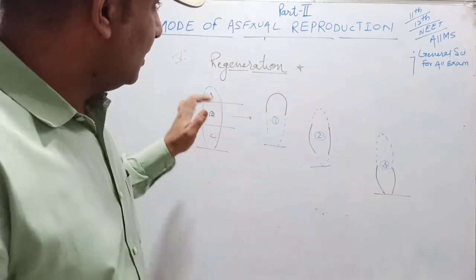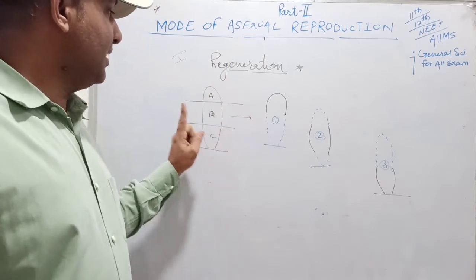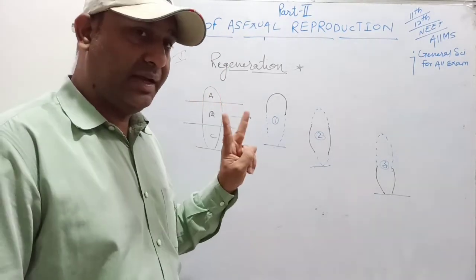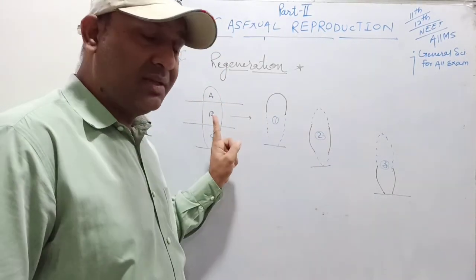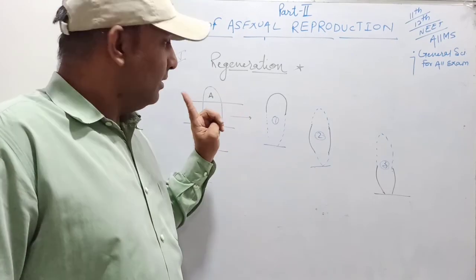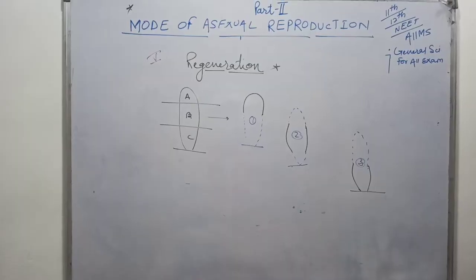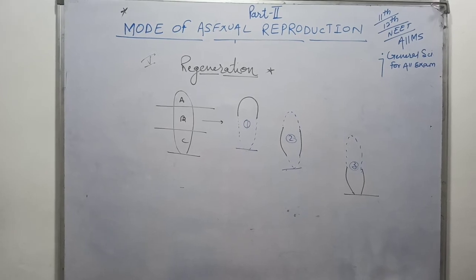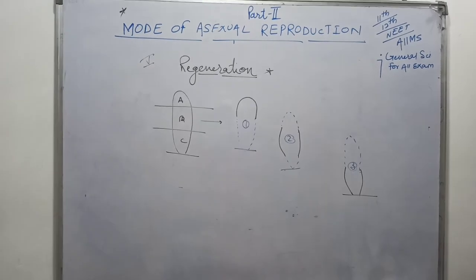All modes of asexual reproduction are performed by a single parent. Second, no genetic mixing takes place. So no genetic mixing in case of all asexual reproduction.